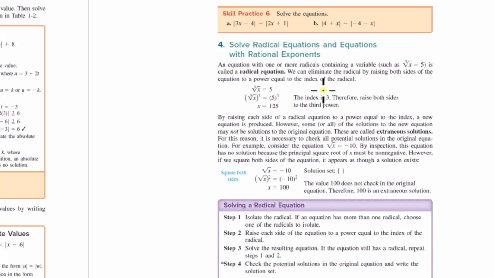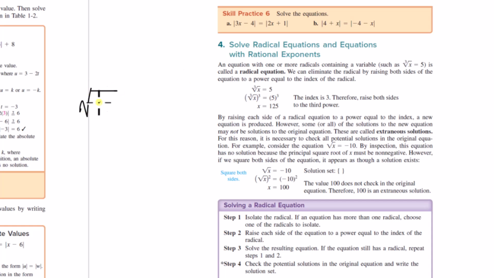Okay. So it says an equation with one or more radicals containing a variable. So no, this is not a radical equation. It needs to have a variable inside of the radical. Okay. So it says, an equation with one or more radicals containing a variable is called a radical equation, we can eliminate the radical by raising both sides of the equation to a power equal to the index of the radical. Okay, so that's the idea.